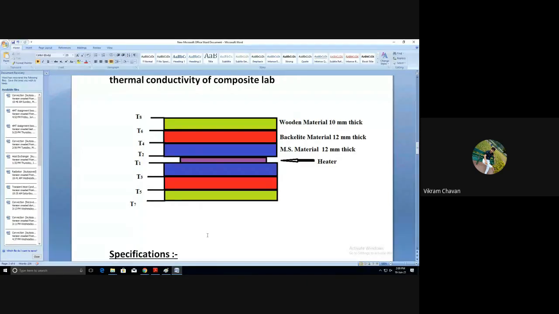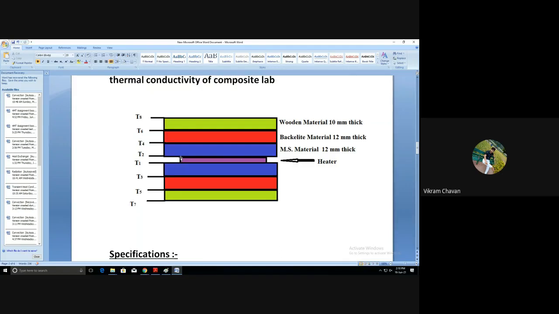Now the heater's main function is to convert electrical energy into heat energy. This heat energy will be provided to the two side composite walls. Now, to provide the heat uniformly to this composite wall, one plate is introduced, that is an aluminum plate. Above this heater, one aluminum plate of 6 mm thickness is placed.